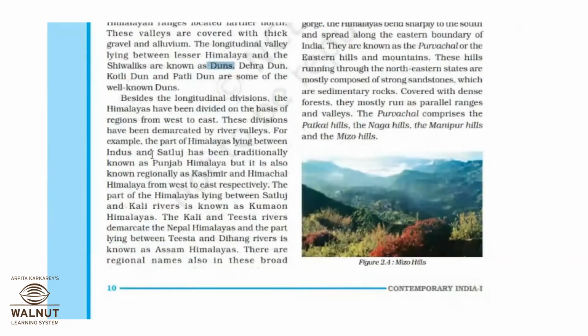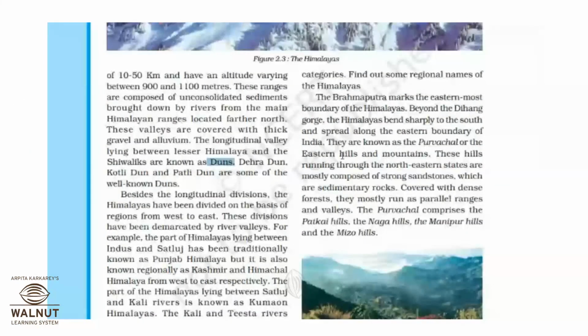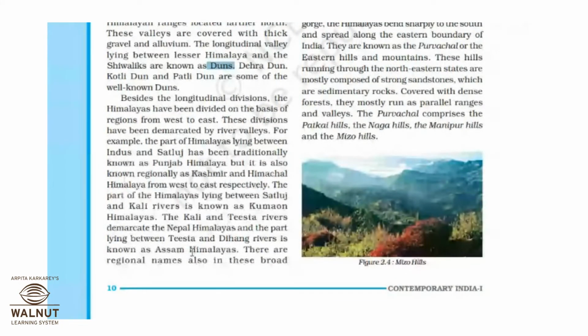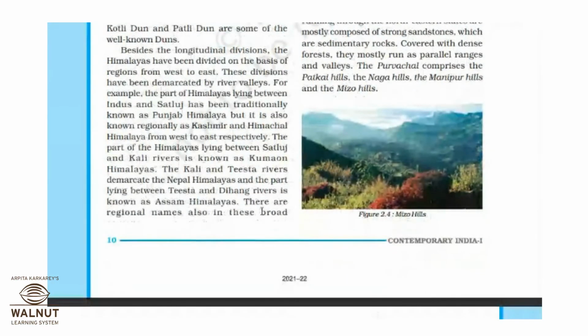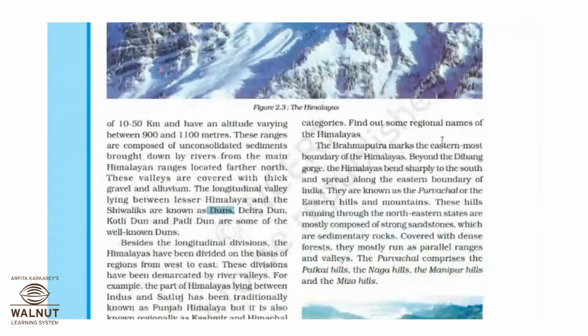Besides the longitudinal divisions, the Himalayas have also been divided on the basis of regions from east to west. For example, the part of the Himalayas lying between the Indus and Satluj has been traditionally known as Punjab Himalaya, and it is also known as Kashmir and Himachal Himalaya from west to east. And what is it known as from east to west? East to west is from the side of Arunachal Pradesh or Assam. So there are regional names also in these broad categories.